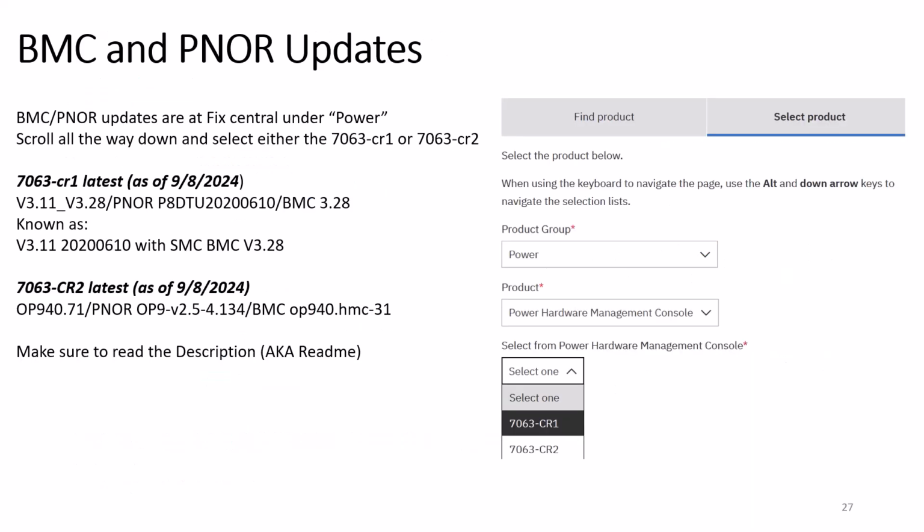So the BMC and PNOR updates are at Fix Central, as I said, under Power, and you scroll all the way down and select the specific HMC. So that's what the diagram to the right is showing you. As of today, which is September 8th, the latest levels for the CR1 are 3.11 of the PNOR and 3.28 of the BMC. For the CR2, it's what's called OP940.71, and you see the PNOR and BMC levels there.